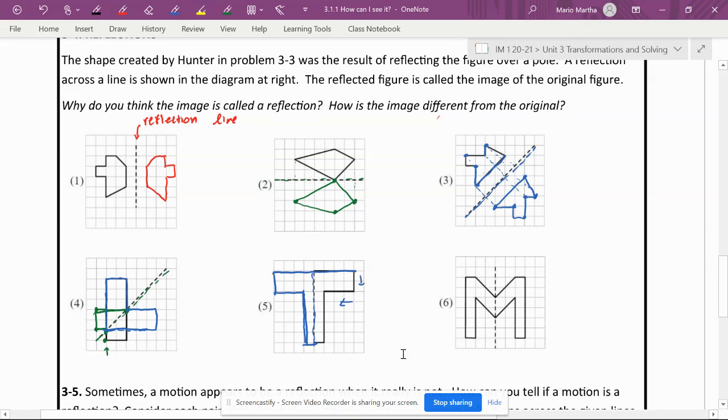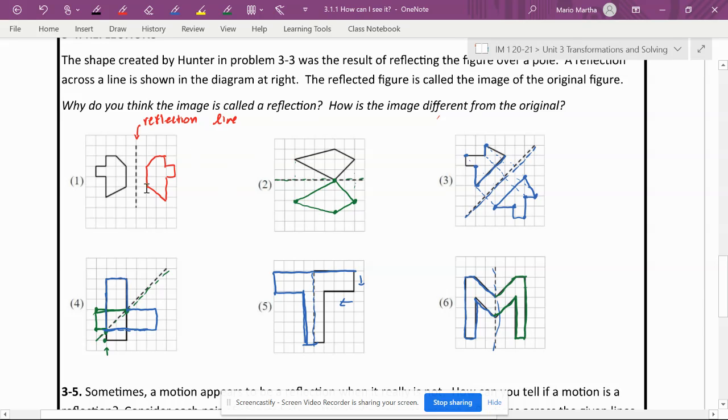And then finally on 6, if you guys can see, if I were to reflect the letter M across this line, then this side will land on this side, and it would be pretty much just the same thing. So nothing would change there.